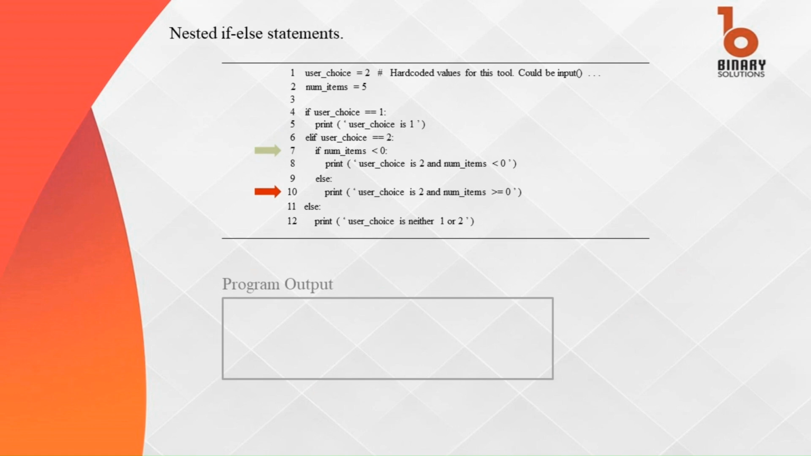Inside the elif block, the program checks if num items is less than 0. Since num items is 5, which is greater than 0, the program moves to the else block, which prints the message user choice is 2 and num items greater than or equal to 0. If num items had been less than 0, the program would have printed a different message indicating that num items was negative. The program then completes execution after printing the output for this case.